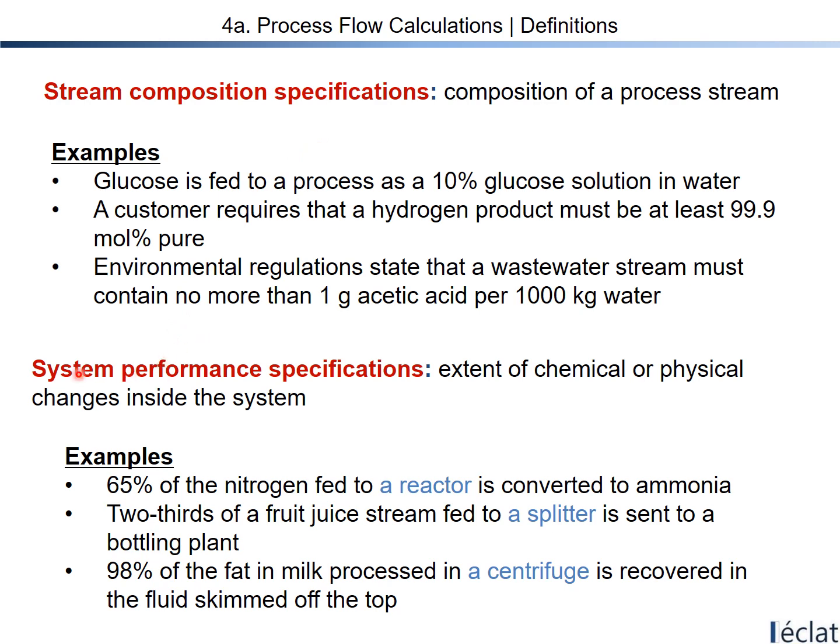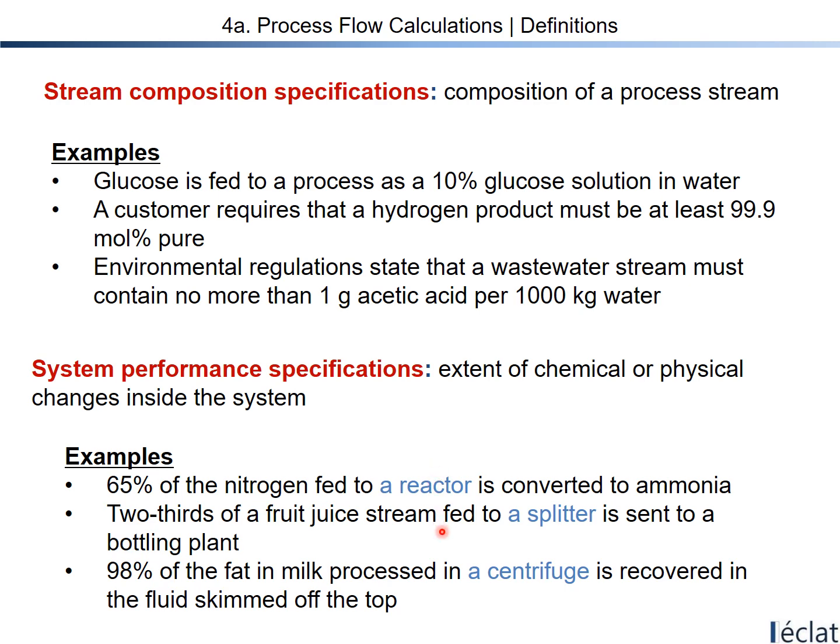It's about system. System performance specification is the extent of chemical or physical changes inside the system. So this system performance specification characterizes your system. Here are examples. Here is the reactor, and of course this reactor is a kind of system. Some nitrogen is fed to the reactor and then converted to ammonia. This reactor has a conversion of 65%. That is to say, 65% of the nitrogen feed stream is converted to ammonia. So 65% conversion is characterizing the performance of this reactor.